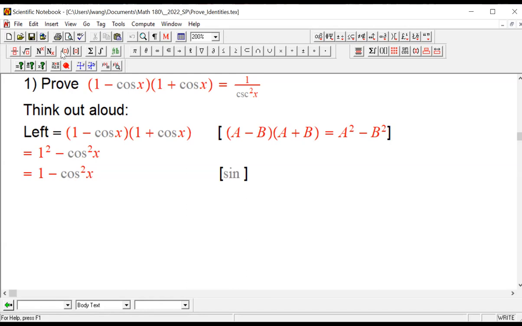So sine squared of anything plus cosine squared of anything is equal to 1, right? So now that anything is x. So this is x, right? So when we have 1 minus cosine squared, sine squared is equal to 1 minus cosine squared. Okay, so this piece equals sine squared of x.